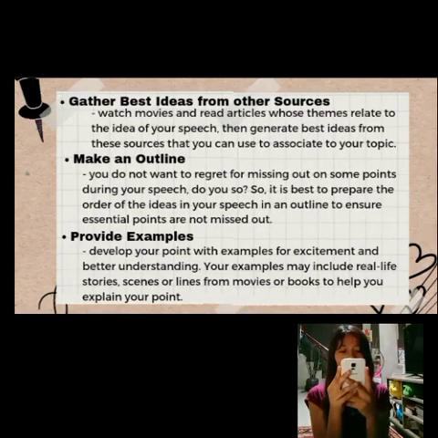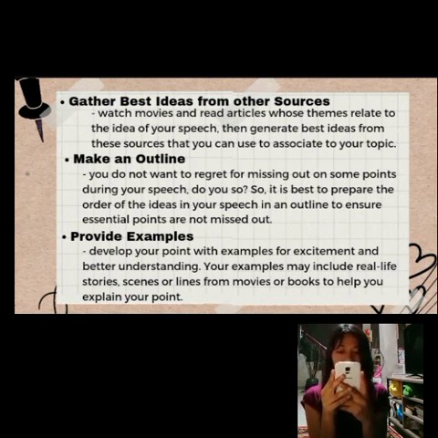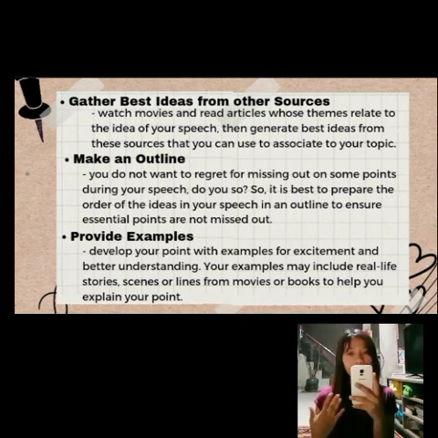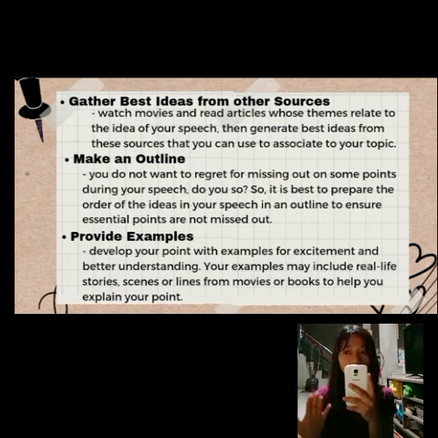Gather base ideas from other sources. Watch movies and read articles that seem to relate to the ideas of your speech. Generate base ideas from these sources that you can use to associate with your topic. It's really important that you have many ideas. That will be your topic base. If you want to know more or learn a lot, you need to read books or even watch movies, so you can get ideas.